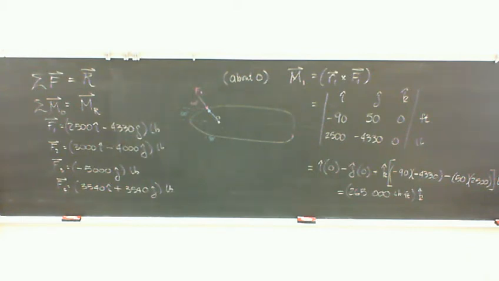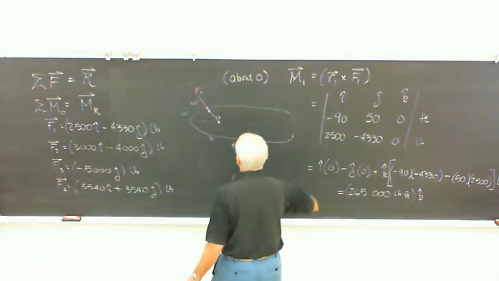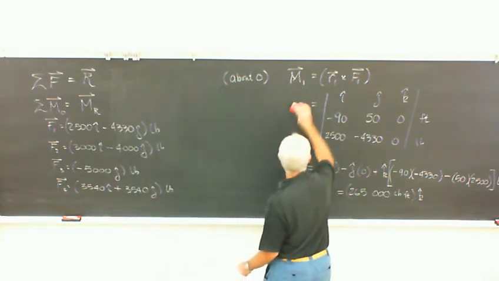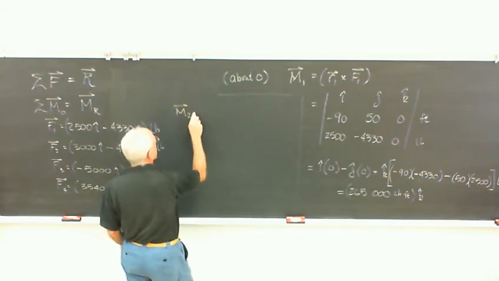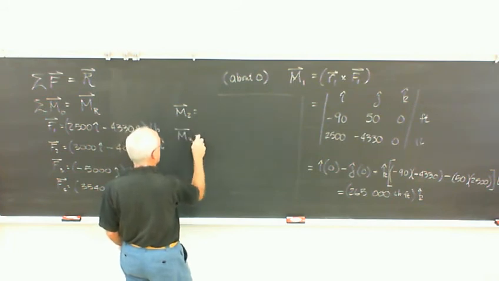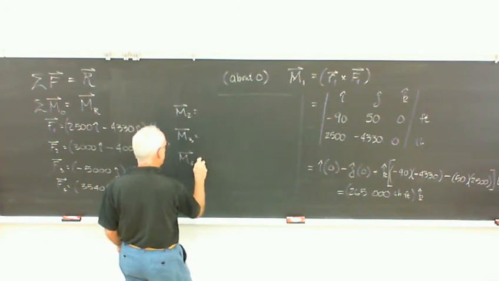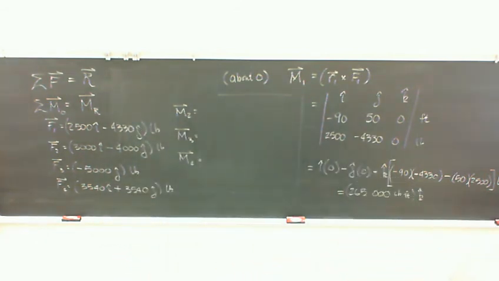Got that now? Okay. And so you do that for all the other ones too. And we'll see what we get for the other ones. Check your R vectors if you need to, because if you're doing the cross product with the wrong R vector, you're going to get the wrong moment. Anybody got the cross product calculator on their calculator? Cross product program?